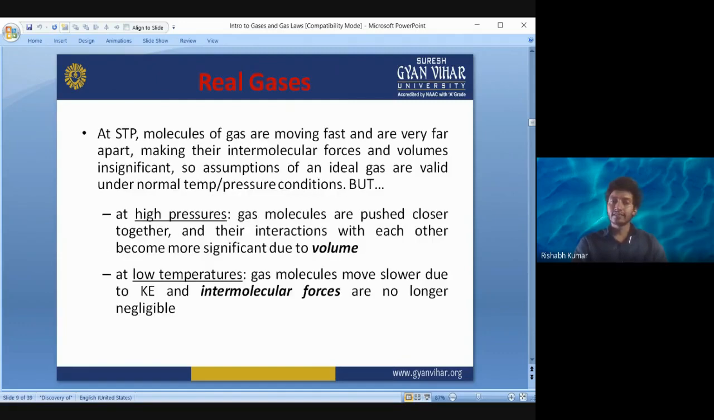So STP is your standard temperature and pressure. What is standard temperature? We will see. What is standard pressure? Atmospheric pressure is your standard pressure, right? And 27 degrees Celsius, I think 27 degrees Celsius is your standard temperature.